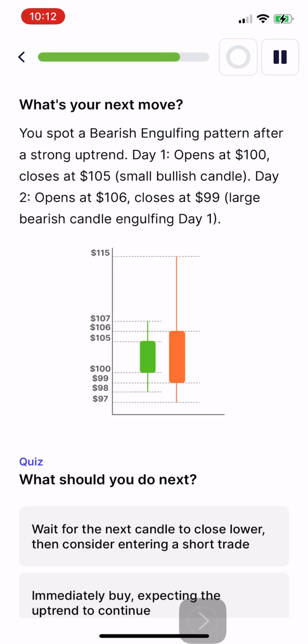You spot a bearish engulfing pattern after a strong uptrend. On day 1, the price opens at $100 and closes at $105. A small bullish candle. On day 2, it opens at $106 and closes at $99. A large bearish candle that engulfs day 1. What should you do next?